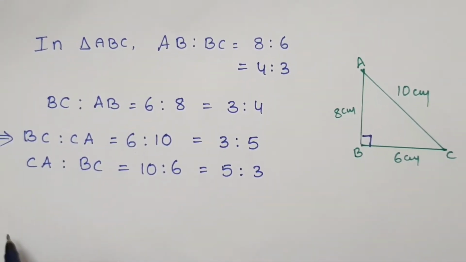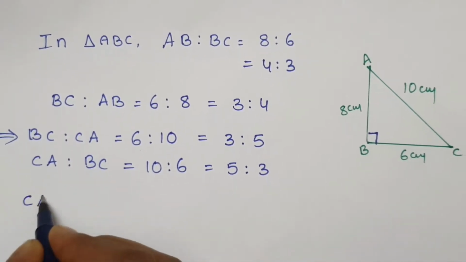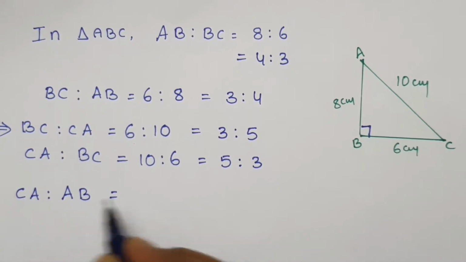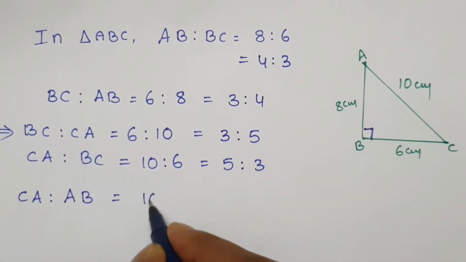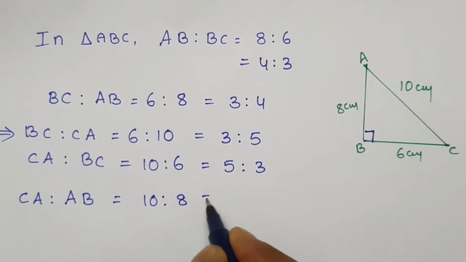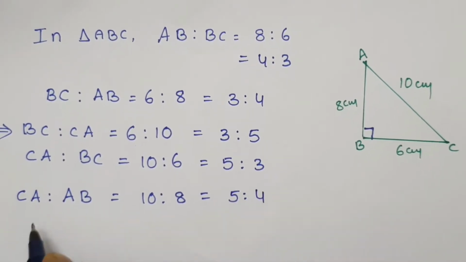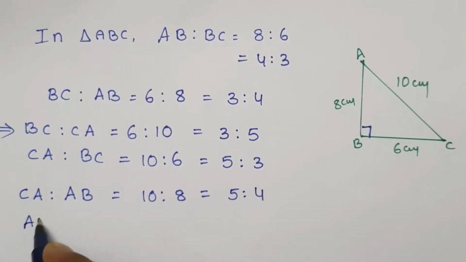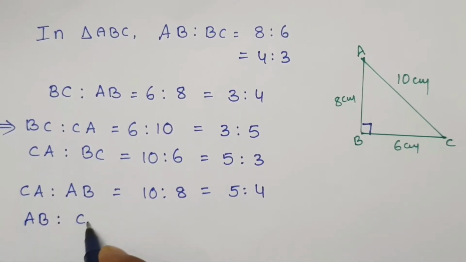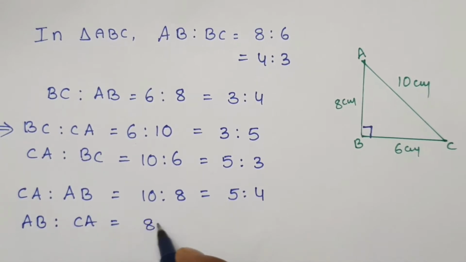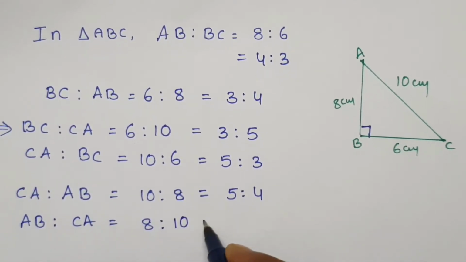Like that, another side. CA is to AB. CA means 10 is to 8. 2 5s, 2 4s. Next reverse take. AB is to CA. AB is to CA means 8 is to 10.